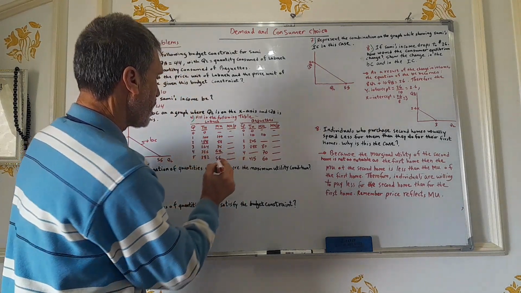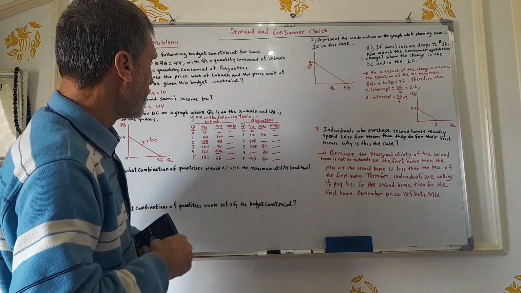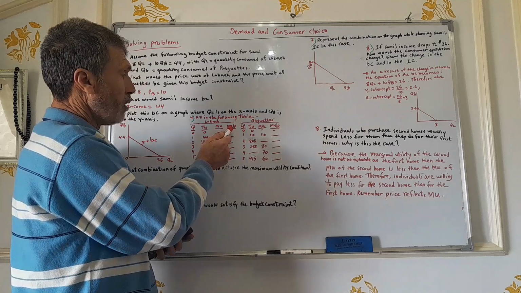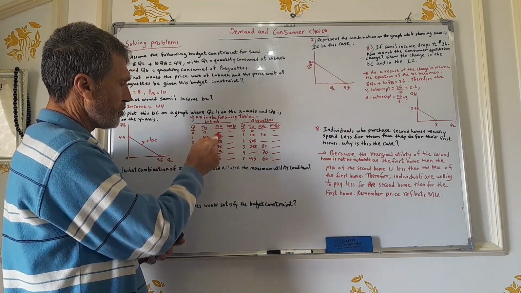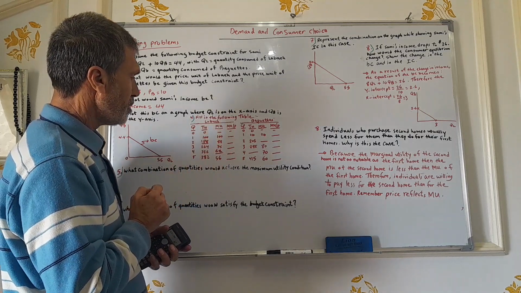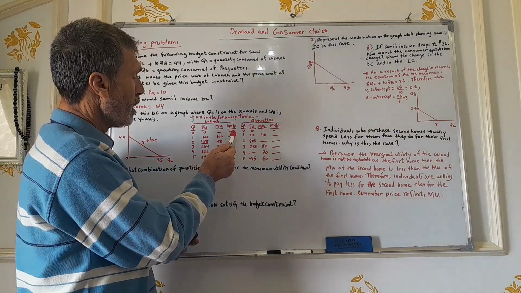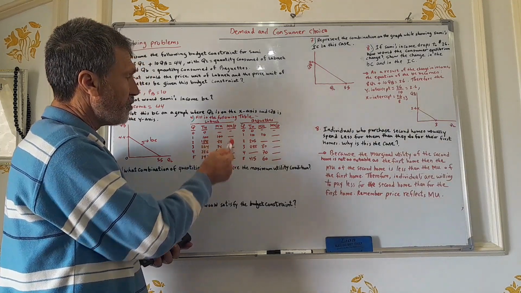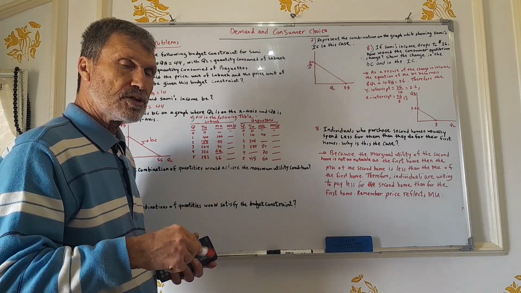Okay, so we got 62. Great. Now we move to the fourth column. This is the first column, second, third, fourth. The fourth column is about marginal utility per dollar, or marginal utility per price.